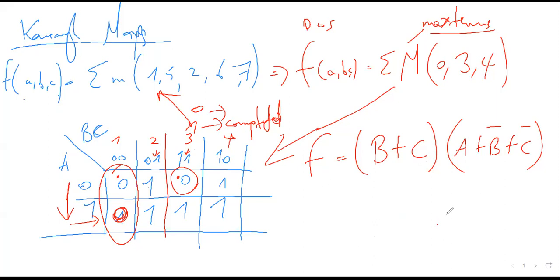Right. When we talk of product of sums, there are two ways of representing expressions in logic design. We have the sum of products, which is what I frequently use. I think this is the easiest, sum of products. An example is something like AB plus AC plus BC. We have the sum, plus, of the products AB. This is the sum of the products.